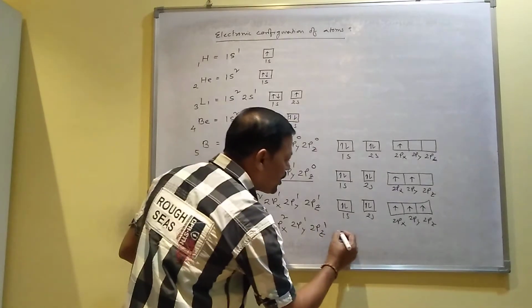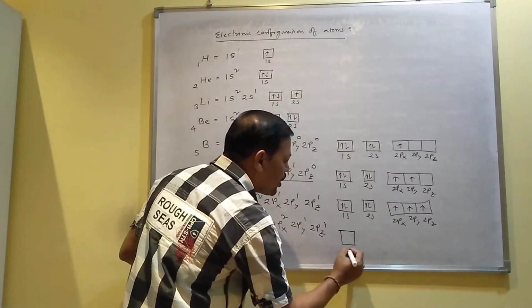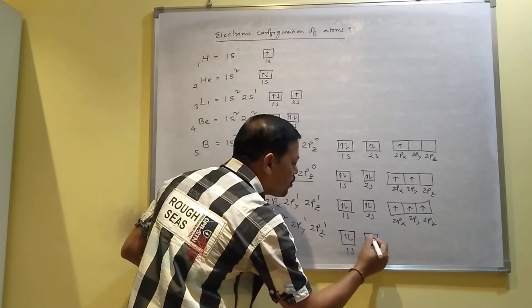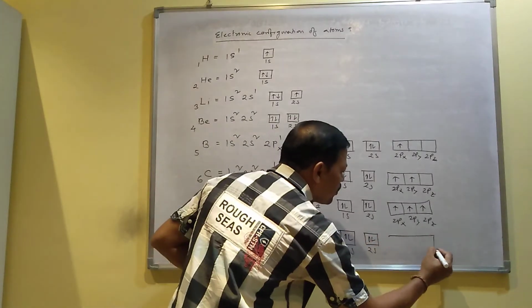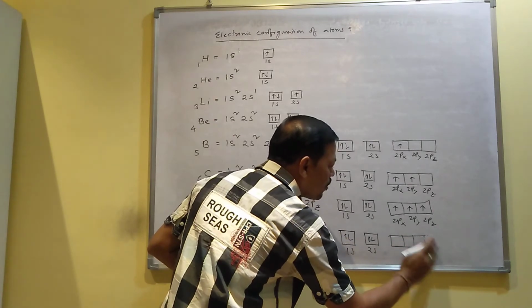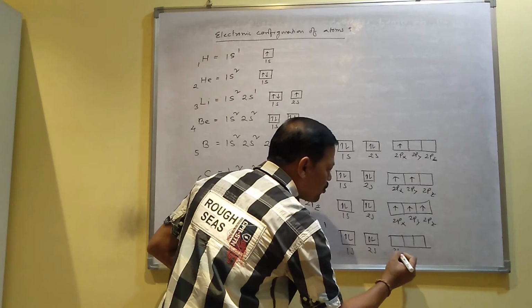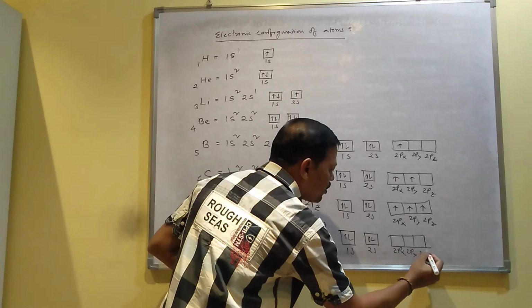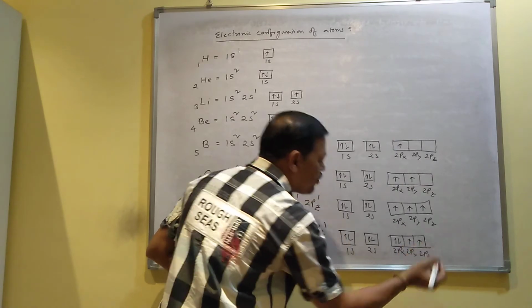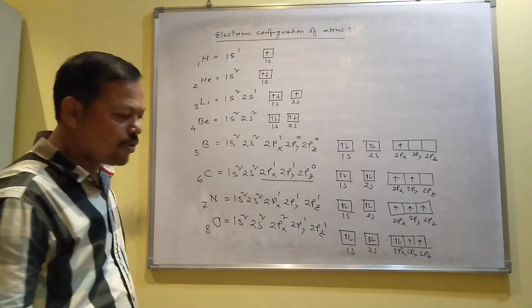The next electron you enter in 2py, the next electron you enter in 2pz, like that. So in boxes you can write 1s2, 2s2, then 2px, 2py, 2pz, here 2, here 1, here 1. This is about oxygen.